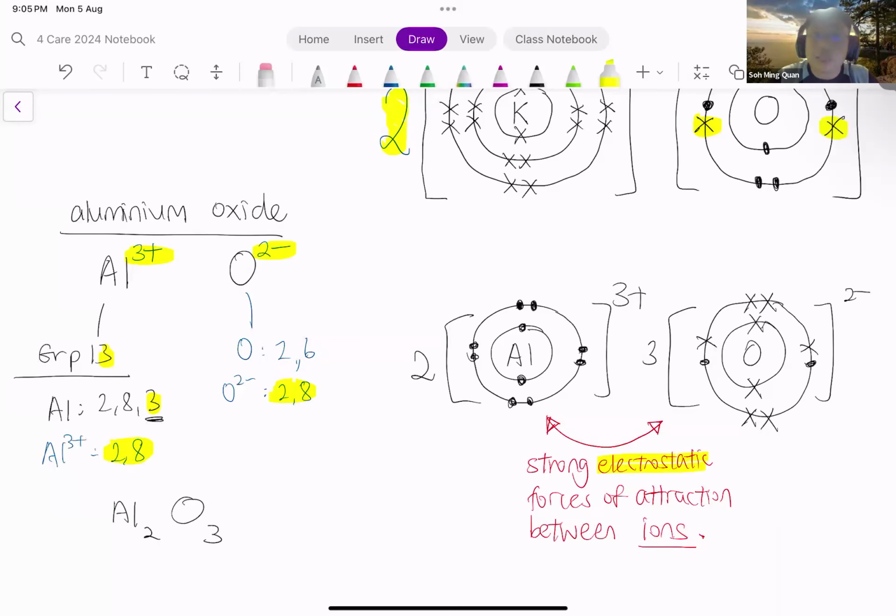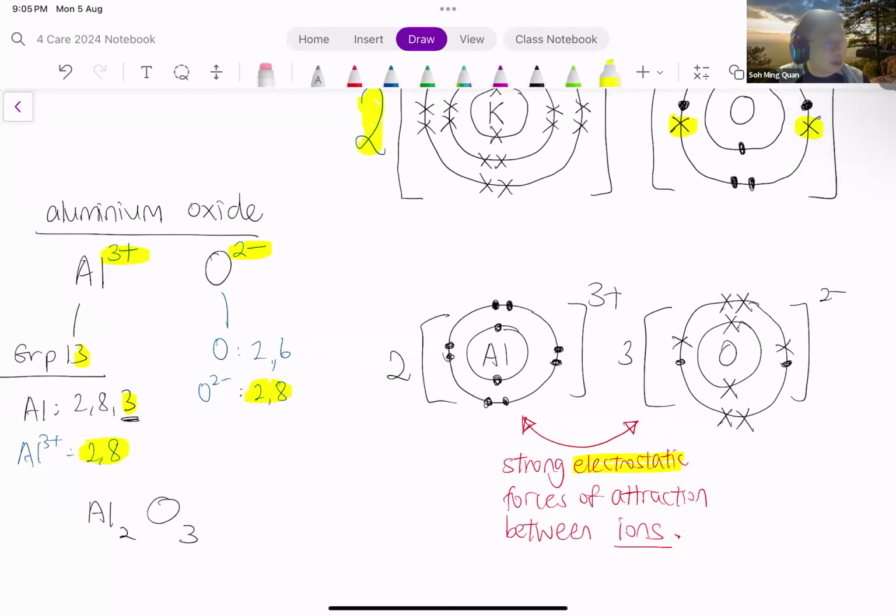Now, why do we call them electrostatic? And what is the meaning of electrostatic? Electrostatic simply means positive attracts negative. So basically, it's an attractive force between opposite charges, plus and minus, which is logical because we have learned that opposite charges attract. So such a force of attraction is called electrostatic force of attraction. Okay? Now you need to be able to state this whole phrase as strong electrostatic force of attraction between ions.